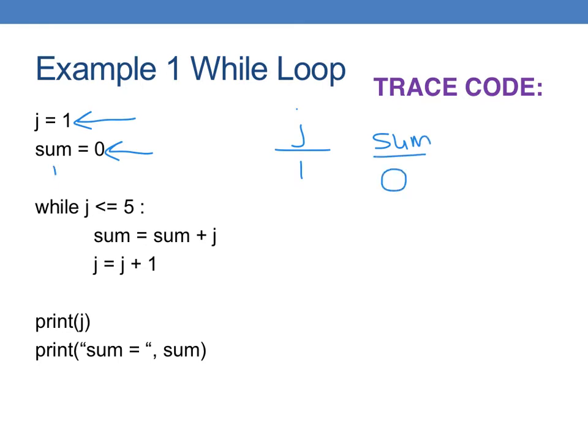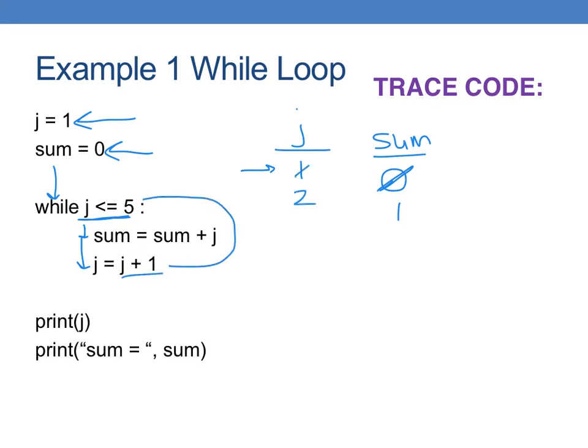Then I come down here and it says while j is less than or equal to 5. That is my Boolean condition that needs to be true. If I look at j right here, j is currently 1. That is less than or equal to 5, so I'm going to go into my code. I'm going to say sum is sum plus j, so it's 0 plus 1. So sum becomes 1. And then here, j adds 1, so j becomes 2.